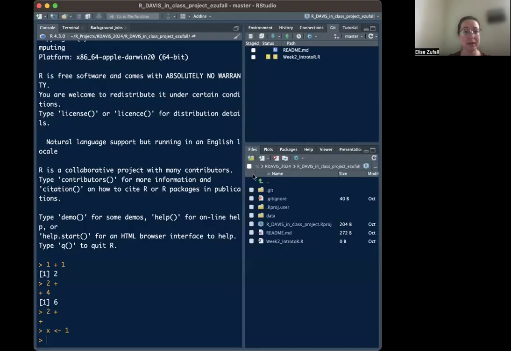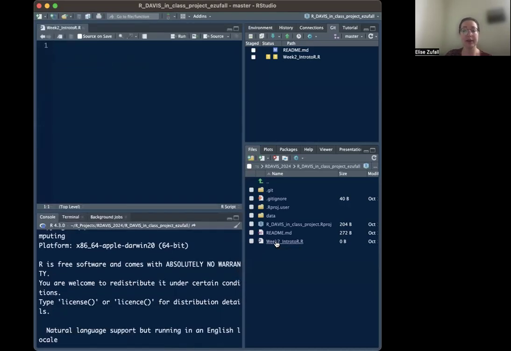We're going to open up RStudio and get started with some R coding. Okay, so we have the console open right now, but let's say we want to open up this new file that we just made, week 2 intro to R. So everything you do, you're going to want to do in this R script or a new R script that you make every week. One script, one task.